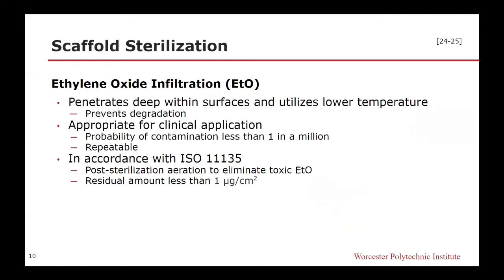The scaffold will be sterilized using ethylene oxide infiltration. Ethylene oxide is an alkylating agent that inactivates microorganisms by denaturing their proteins, enzymes, and nucleic acid. Ethylene oxide is an effective sterilization technique because it can penetrate deep within surfaces and utilizes lower temperature than other sterilization processes, which can help prevent degradation or denaturing of the scaffold.